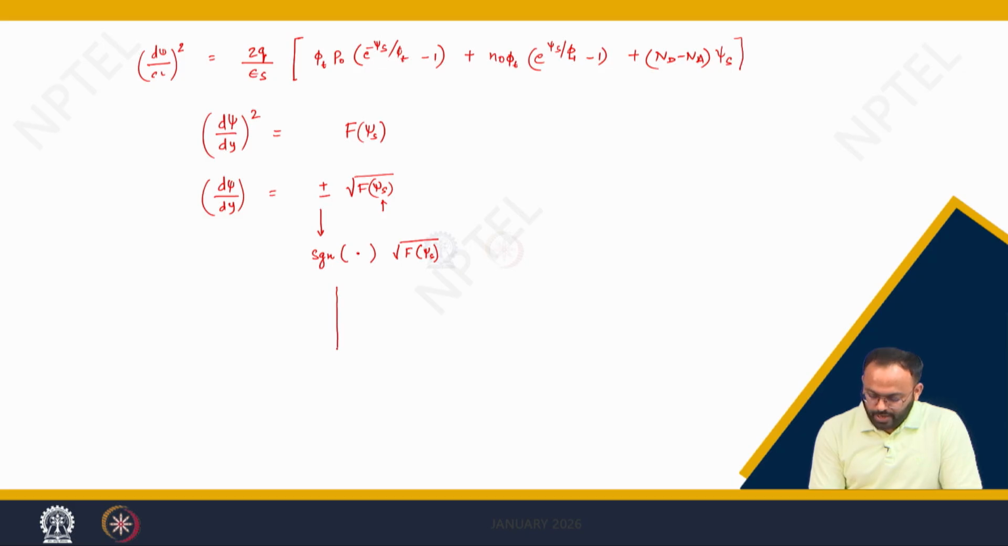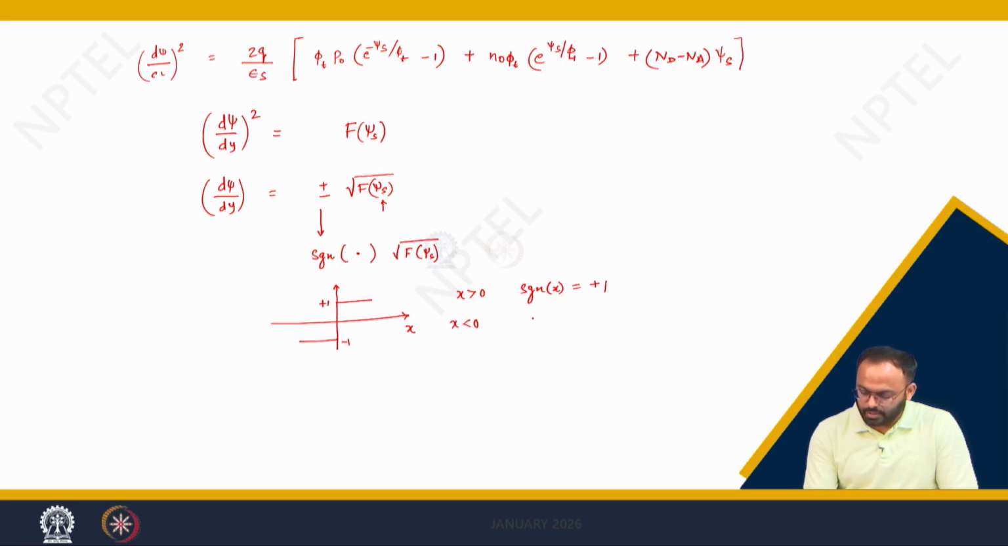So, the signum function is defined as follows. Let us say I am plotting a signum function with x. If x is positive, then the value of signum x is plus 1. If x is negative, then the value of signum x is minus 1, and at x equal to 0, the value of the signum function is 0. So, can I replace this plus and minus sign here by a signum function?